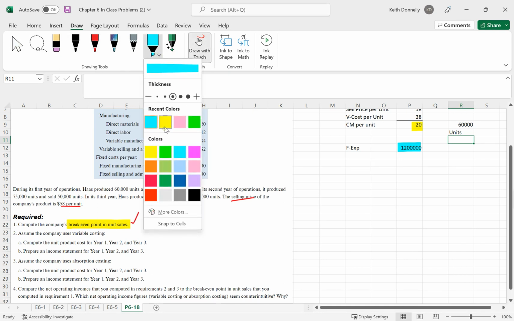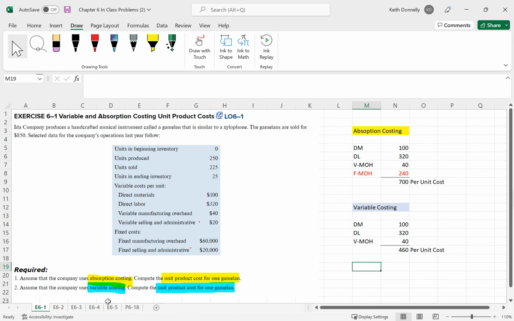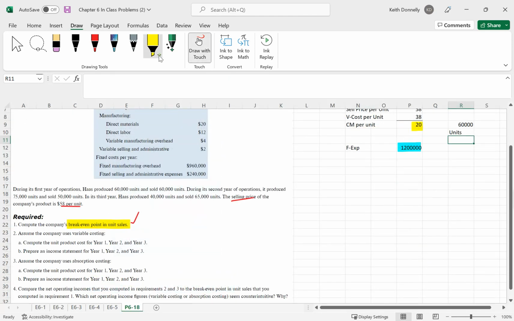All right, let's look at 2 here. They're saying, assume the company uses variable costing. We did that with blue, just to keep it the same here. And in the next one, they're going to want absorption costing, it looks like. What they want us to do here is, under a variable costing scheme, compute the unit product cost for 1, 2, and 3, and prepare an income statement for 1, 2, and 3.